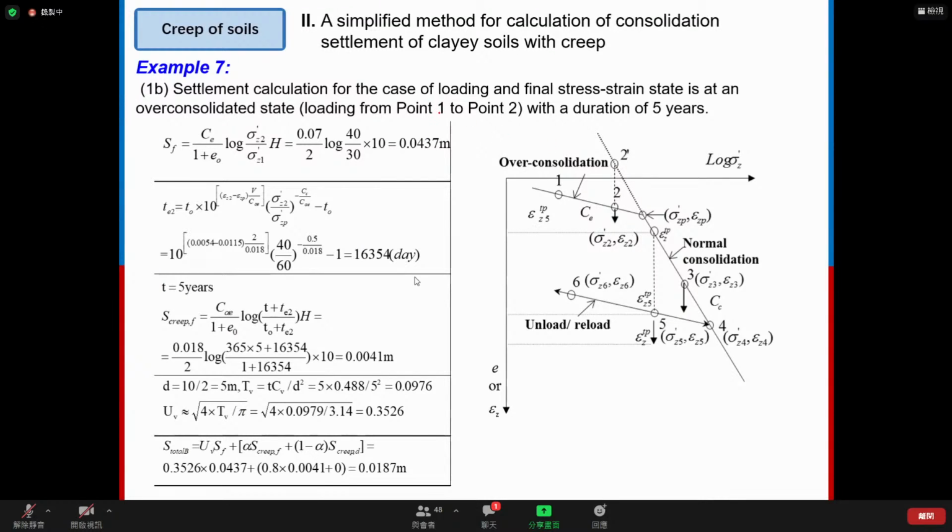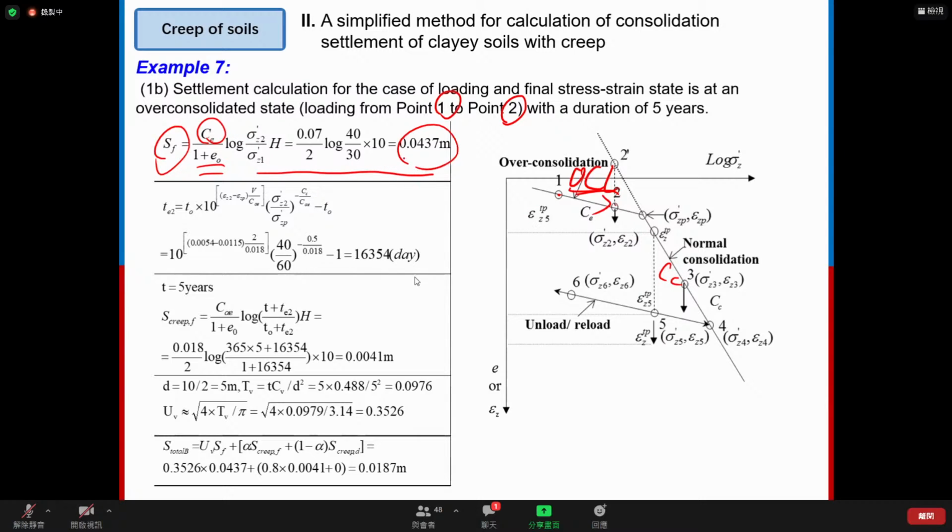The loading is from point 1 to point 2. Point 2 is located on the OCL line, so it reminds us of something different. As for the final settlement, we only use the CE, which is good enough. No need for CC.